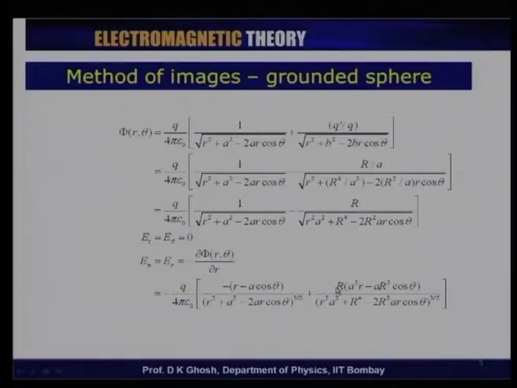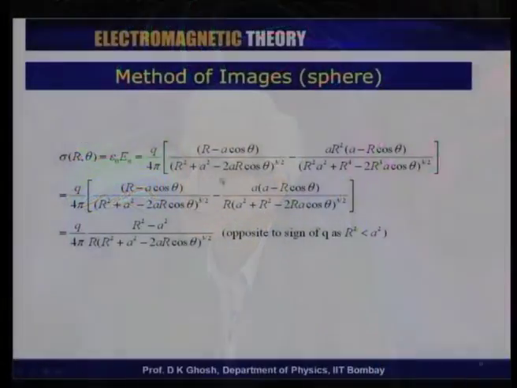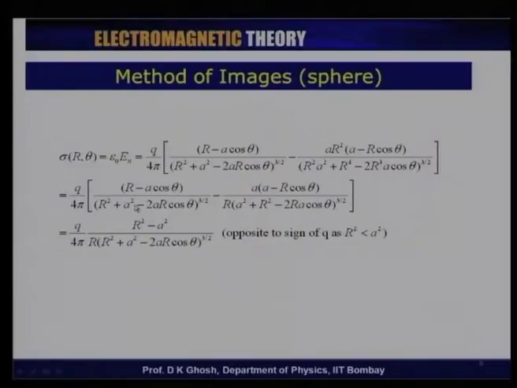The reason I calculate the normal component of the electric field is because I know that the charge density on the surface is related to the normal component of the electric field. So, I simply find the value of the normal component of the electric field at small r equal to capital R, and multiply it with epsilon 0, and this is what you actually get, a fairly straightforward way to do it.